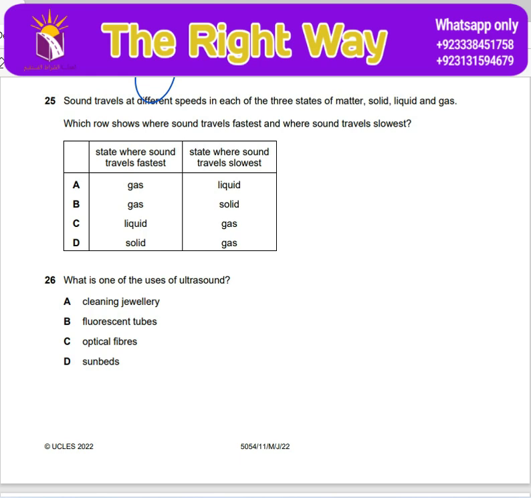Question number 25. Sound travels at different speed in each of the three states of matter: solid, liquid and gas. Which row shows where sound travels faster and where sound travels slower? So we know that sound travels faster in solids, then in liquid, then in gas. So sound travels fastest in solid and sound travels slowest in gas.